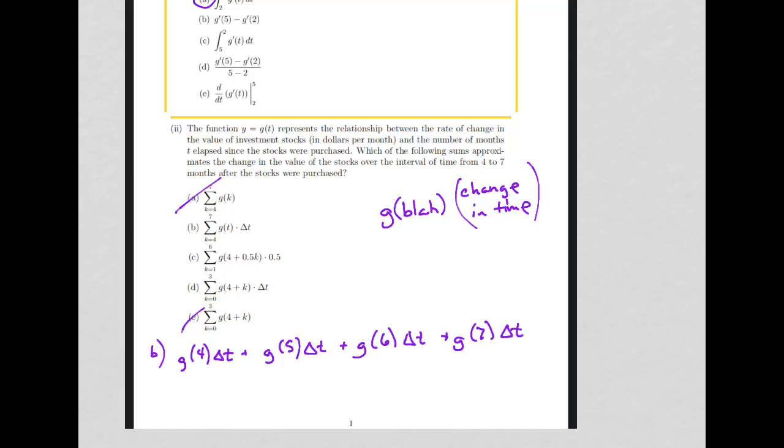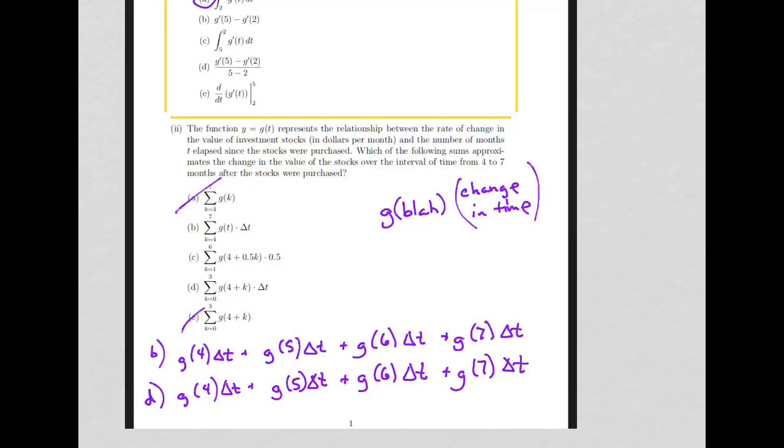Then I'm going to jump down to D because that one's pretty similar. For D, you're plugging in 0 as your first value, so you're going to have g of 4 times delta t plus g of 5 times delta t plus g of 6 times delta t plus g of 7 times delta t. So it turns out B and D are twins. They're just written a little bit differently. So if B is correct, then D is correct. Okay? And the hint is that they are not correct. And so let's look at C real quick.